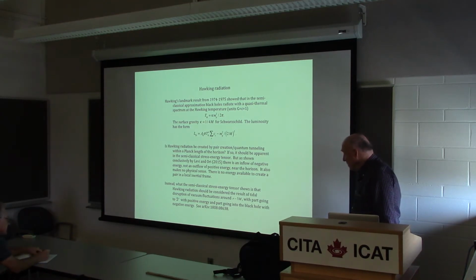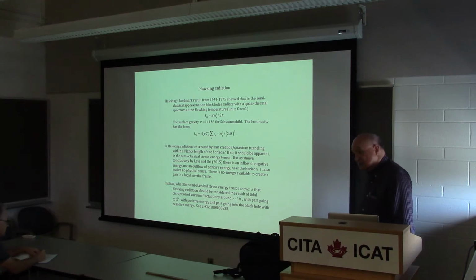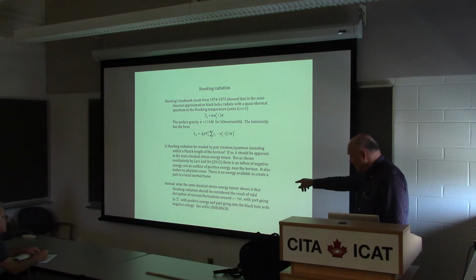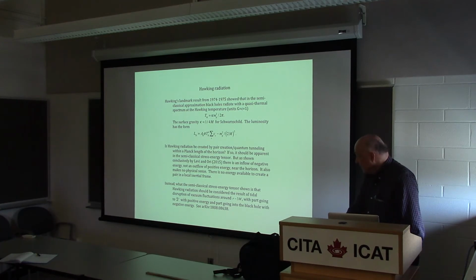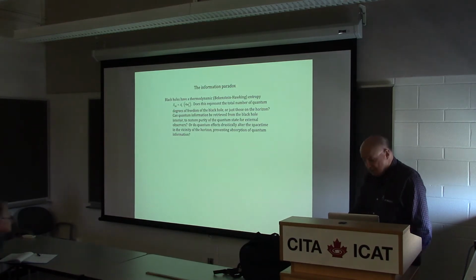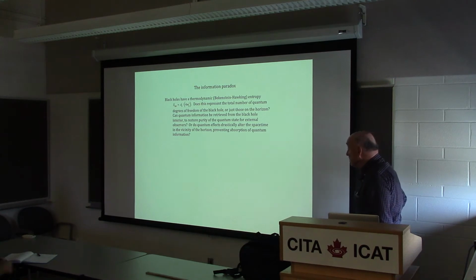So the way I think of it is that it has more to do with the tidal disruption of vacuum fluctuations around r equals 3M. Part goes off to infinity with positive energy, and part goes into the black hole with negative energy, starting from a net zero energy fluctuation. My arguments are in this archive posting at the bottom there. I won't say more about this really, except that it does raise some question about whether Hawking radiation has really been done right.